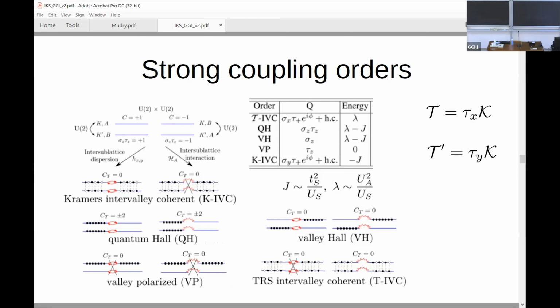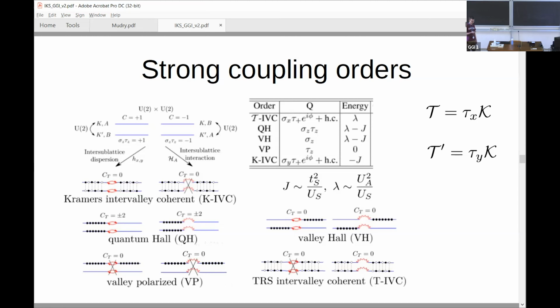And similarly, for the Valley Hall state, you've got this hopping, which reduces its energy by minus J. On the other hand, the valley polarized state doesn't allow for this hopping term, and so it can't lower its energy by taking advantage of this hopping. And similarly, you can show that the KIVC lowers its energy, the TIVC doesn't lower its energy when you include this J term. And then you can do the same thing for this inter-sublattice interaction piece and show that it increases the energy of the first three states by lambda and doesn't change the energy of these two states. And so finally, taking into account both perturbations, you see that there's one unique ground state, which is this KIVC state, which has energy minus J.